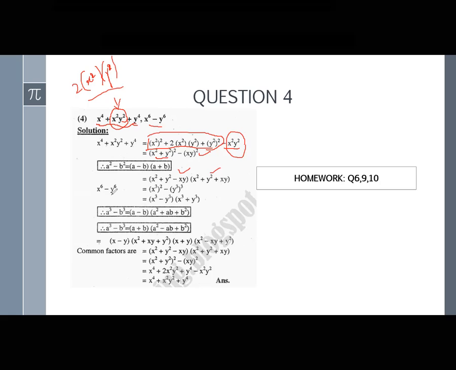Now you go into the second part, x^6 minus y^6. So you have made it x cube whole square minus y cube whole square, a square minus b square. So x cube minus y cube, x cube plus y cube. Both of these can be put in the formula of a cube minus b cube and a cube plus b cube. This will open like this, right? If you notice, the common factors in both the expressions are these two. So you have taken these two as common, and you have again simplified it.